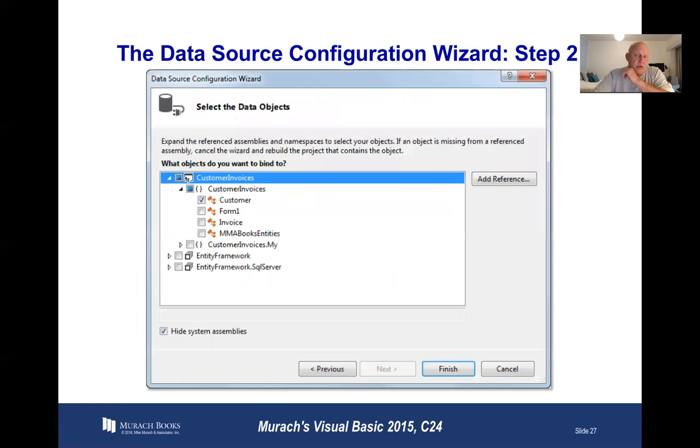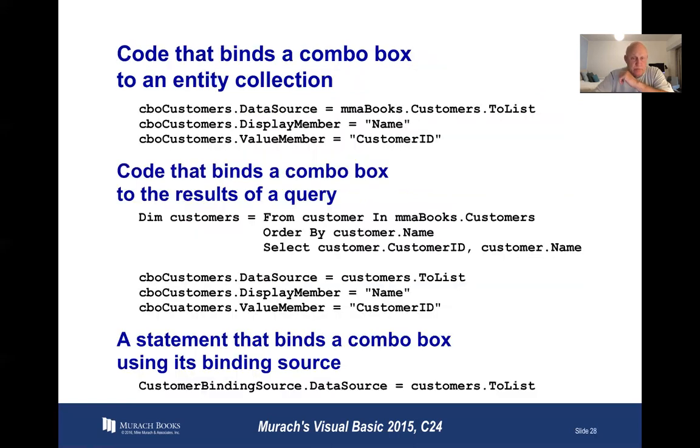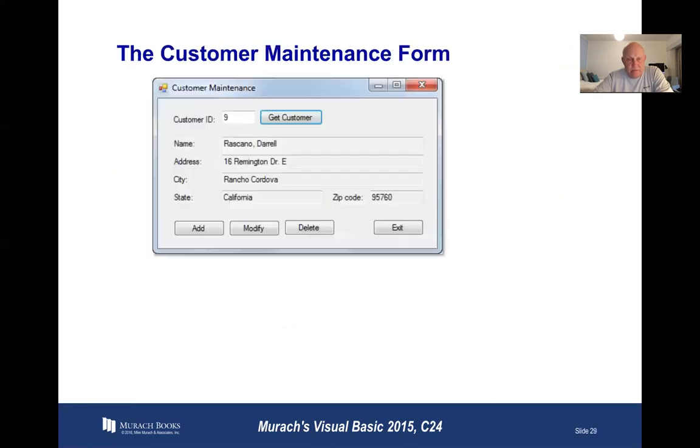And this is the data source configuration wizard, step 2. Code that binds a combo box to an entity collection. Code that binds a combo box to the results of a query. And a statement that binds a combo box using its binding source.